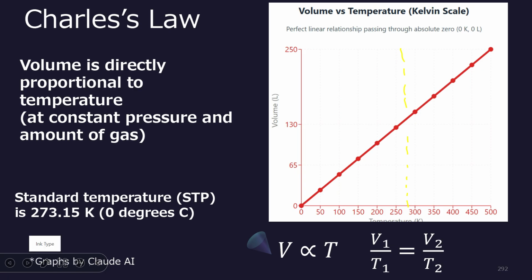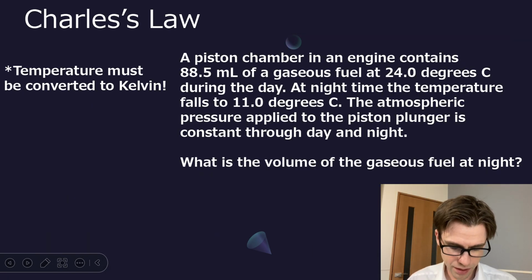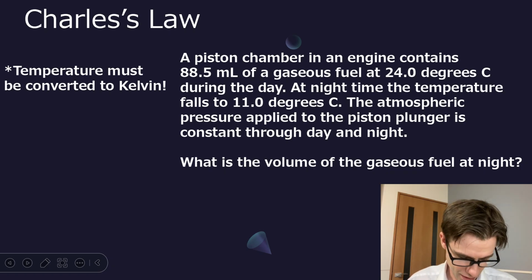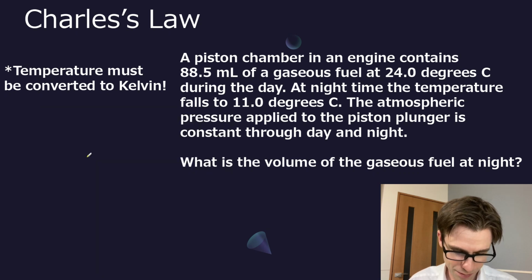Alright, let's see if we have a practice question. We do. A piston chamber in an engine contains 88.5 milliliters of a gaseous fuel at 24.0 degrees C during the day. At nighttime, the temperature falls to 11.0 degrees C. The atmospheric pressure applied to the piston plunger is constant through the day and night. Okay, so if you don't have experience with pistons and engines and chambers, this might not make a whole lot of sense to you immediately.